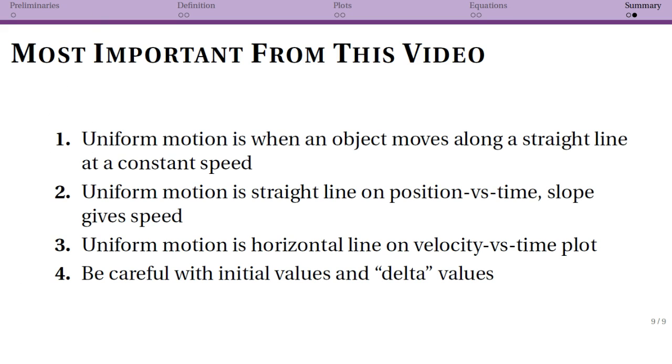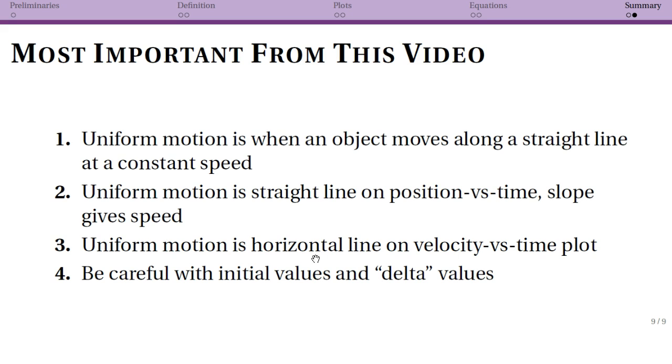So finally, to summarize everything covered in the video, uniform motion is when an object is moving along a straight line at a constant speed, which we would say is no change in velocity. And we see that you get a straight line on a position versus time graph, and the slope is telling us the speed or the velocity.